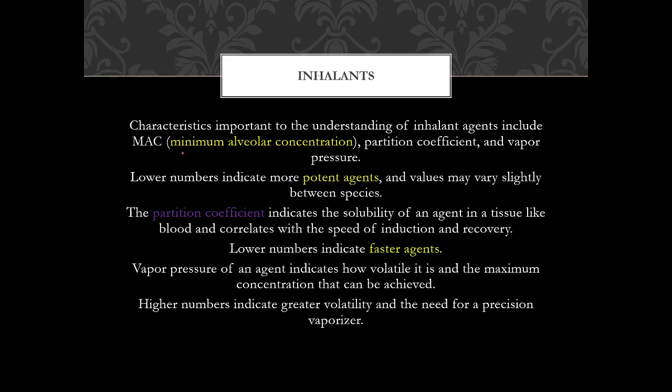The partition coefficient is the solubility of the agent in a tissue, like blood, and it correlates with the speed of induction and recovery. Lower numbers are faster agents. Vapor pressure of an agent indicates how volatile it is and the maximum concentration that can be achieved. Higher numbers in vapor pressure indicate greater volatility and the need for a precision vaporizer.